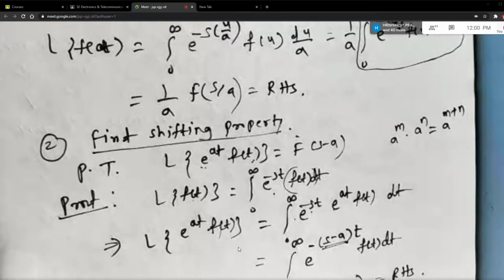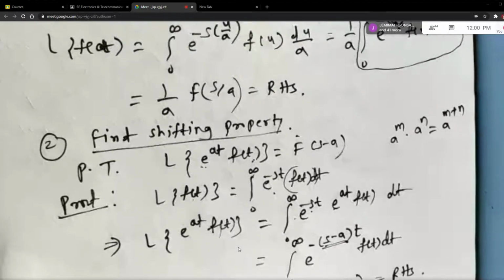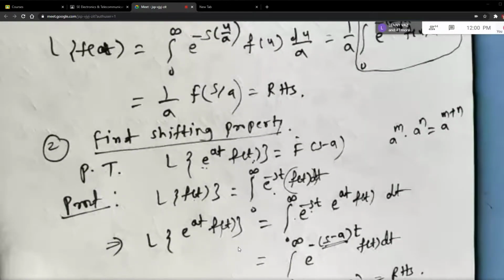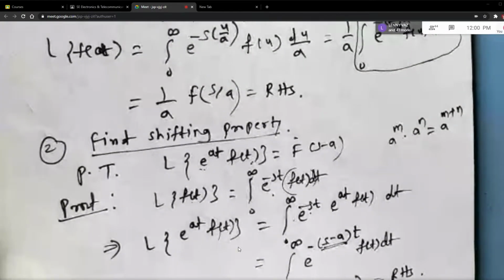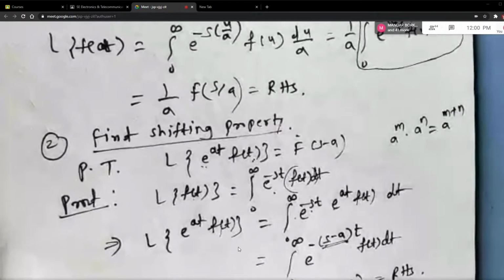Now the next property is called the first shifting property. Do you remember we were using the first shifting property? Can anybody tell me where we have used the first shifting property? When do we use the first shifting property? Arbaz, can you tell?